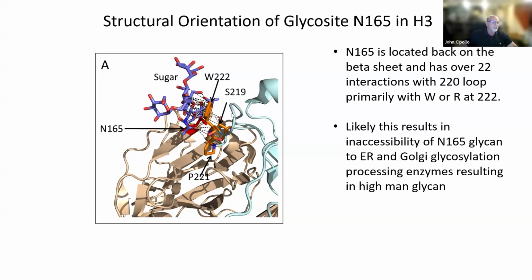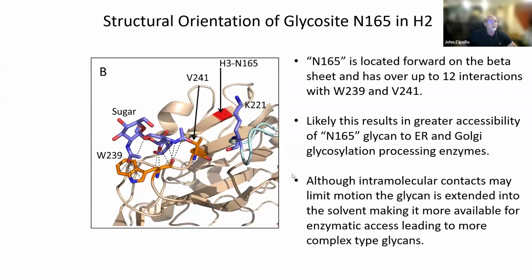We know that the H3 HA has a lot of interaction with that backbone, and likely results in poor processing in the ER and Golgi, since the nascent glycan is probably not interacted with those enzymes.